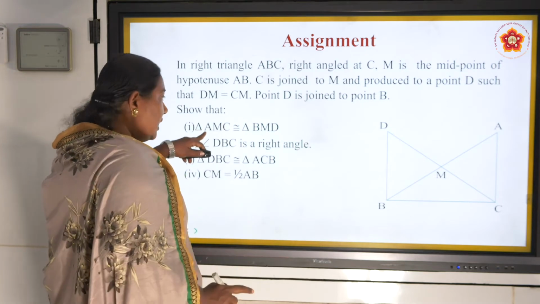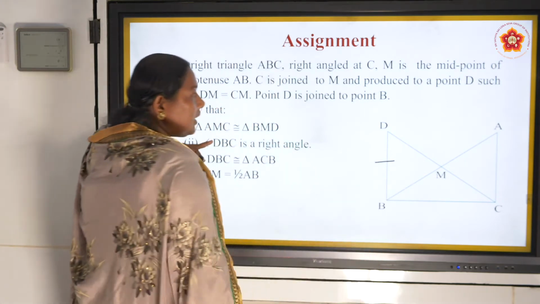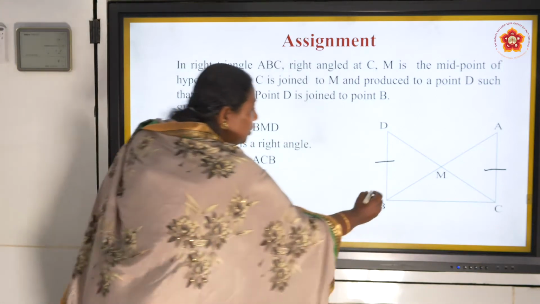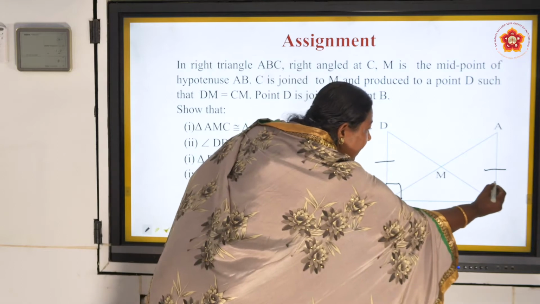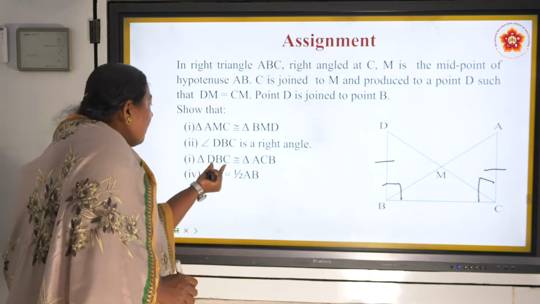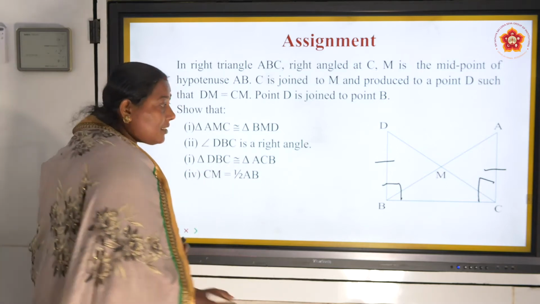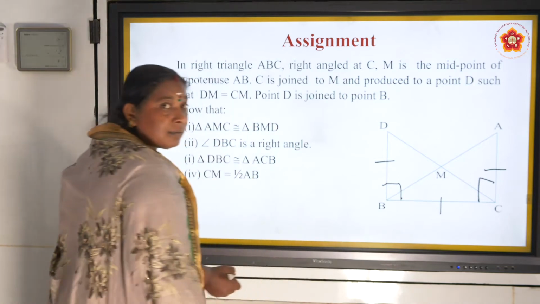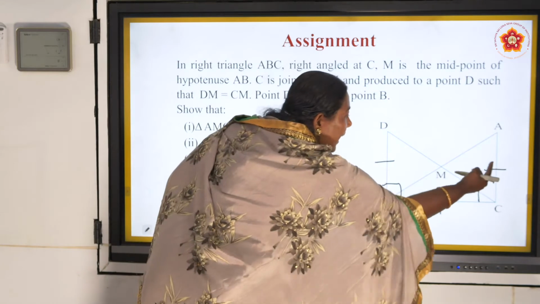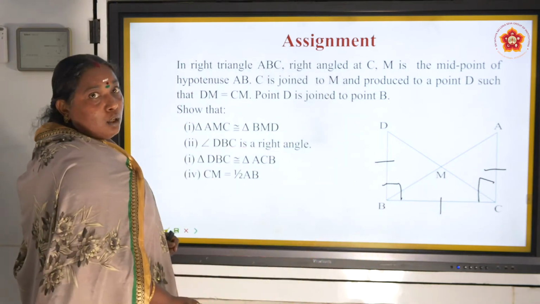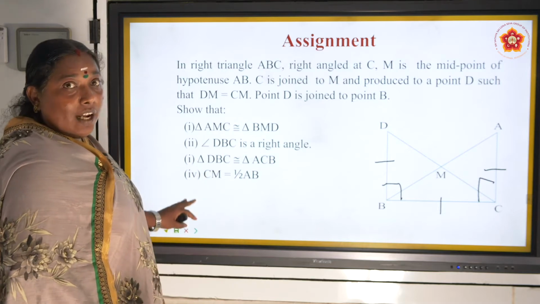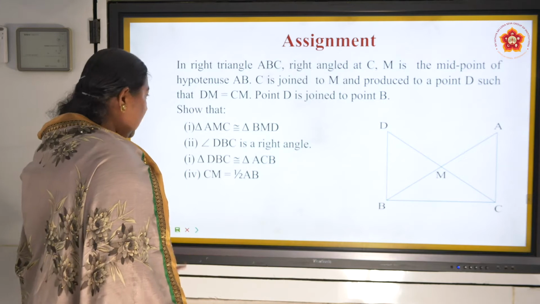Here, from the first, I have told that BD is equal to AC. Now from the second, I have proved that angle B is 90 and angle C is 90. And I have BC on both sides, that means BC is common. So I have side angle side congruency, so my third one is proved. I think I don't have to write that third one. Let us see the last one.